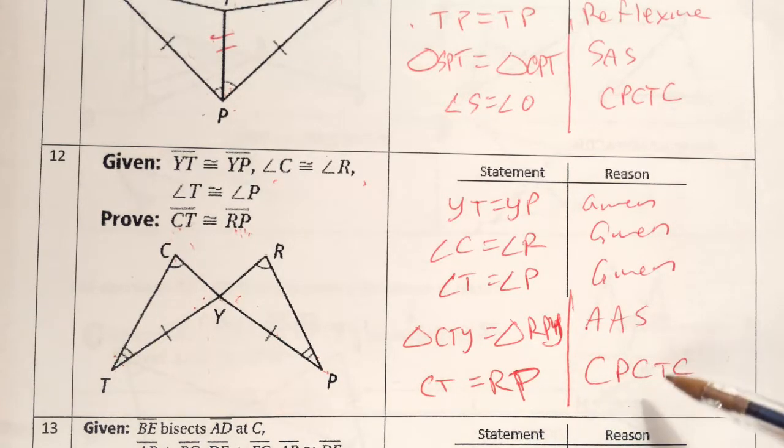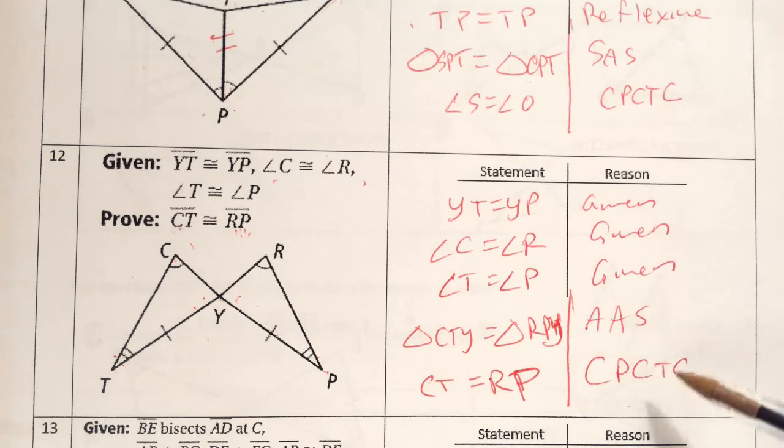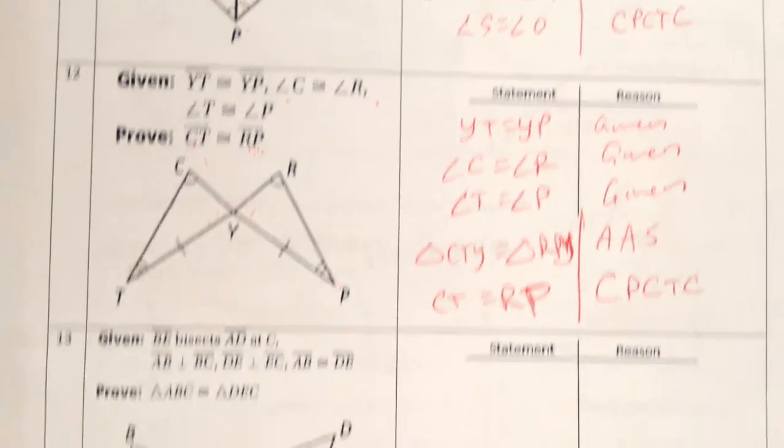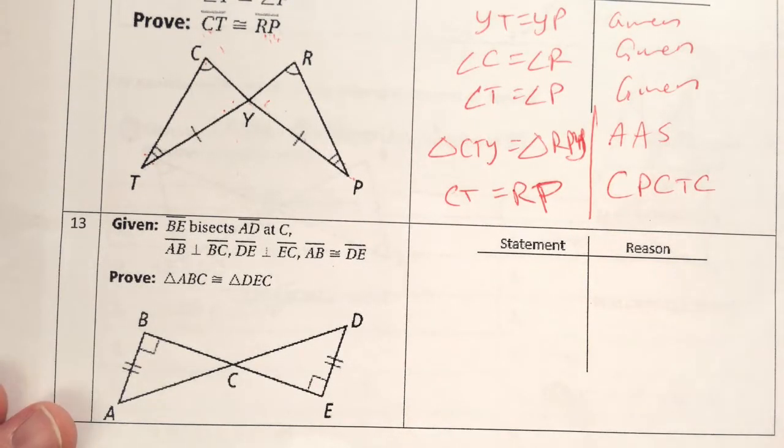So if you had to go a step after the triangles are equal, it's 99% of the time CPCTC. All right, so we're almost done. Okay. So we have this page in the back.